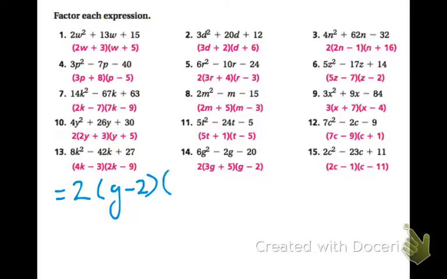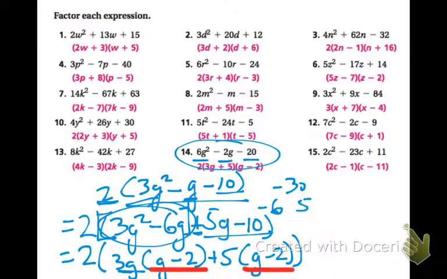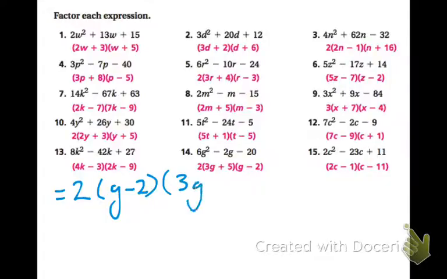And what's left over, let's go back. Left over is 3g and plus 5. So we'll go back. That would be 3g plus 5. Close it. And you'll notice that that answer matches that one.